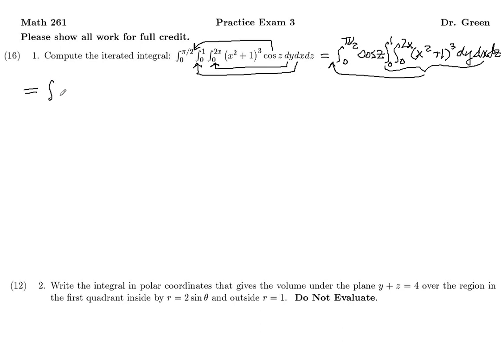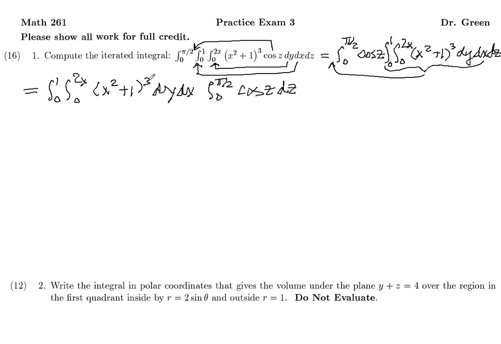So we'll have integral from 0 to 1, integral from 0 to 2x, x squared plus 1 cubed, dy dx. And then on the end we'll just have the z integral, 0 to pi over 2 of cosine of z dz. This is a Calc 1 integral, so that's taken care of.